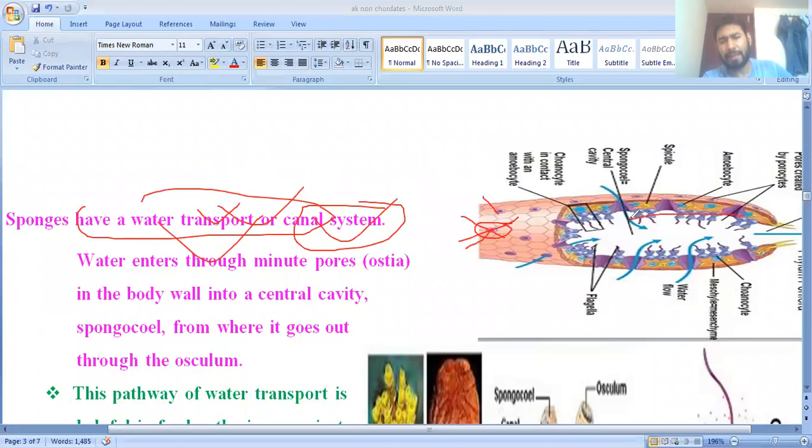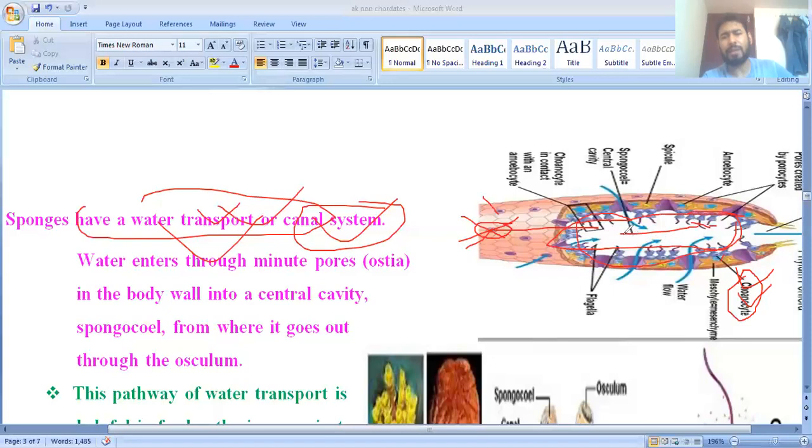And second, they have a cavity which is known as the spongocoel, and in the spongocoel the water runs. The spongocoel is internally lined by a special type of cells known as choanocytes, or collar cells, and they help in the flow of the water in a particular direction. Clear?